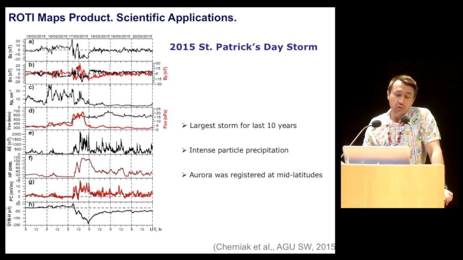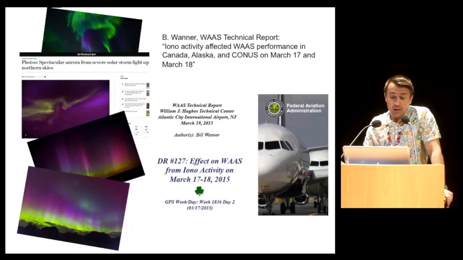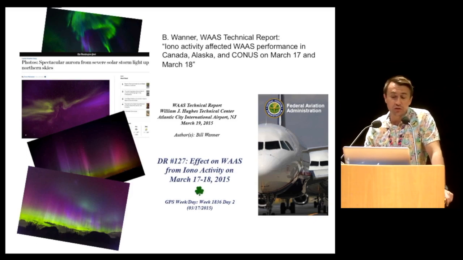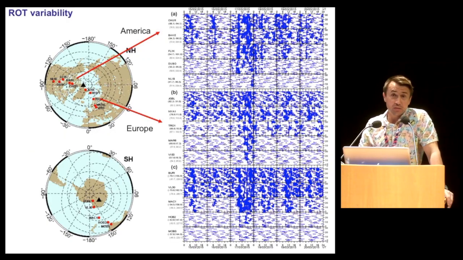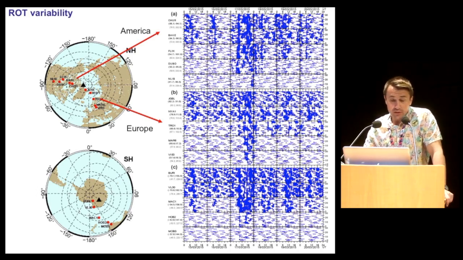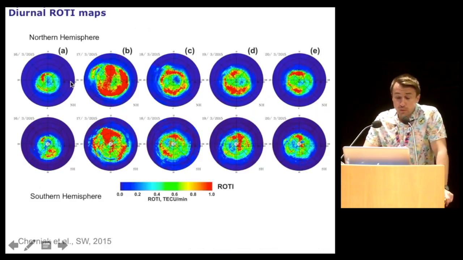It's the St. Patrick's storm that I told you about before, the strongest storm in this solar activity cycle. It was reported that during this storm, the performance of the WAAS augmentation system decreased in the US, and we made a detailed study of this event. We found that very strong irregularities appeared in this region of the United States, down to 40 geographical degrees latitude, and this dynamic is seen in both hemispheres.